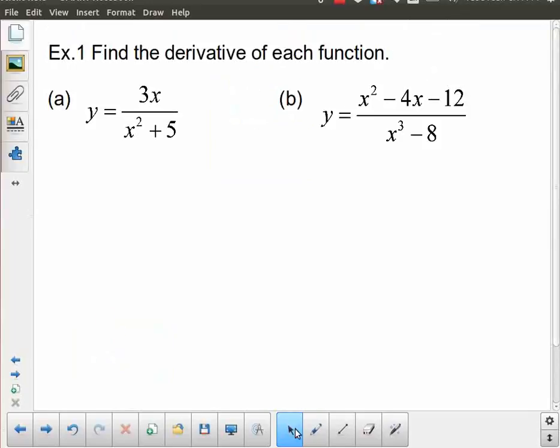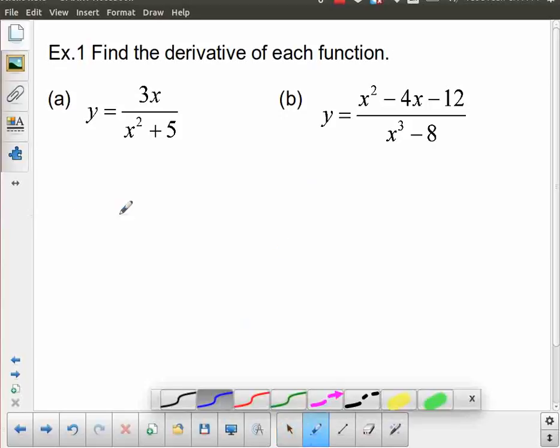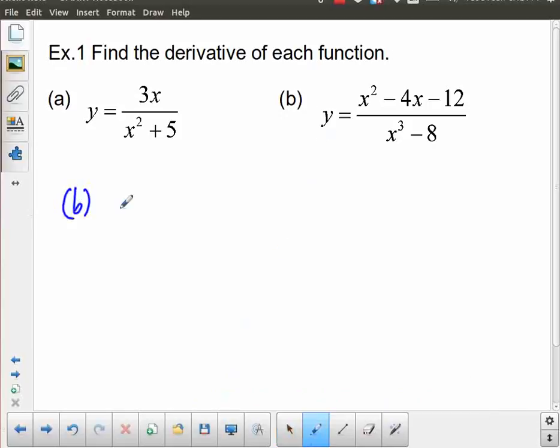And now we are going to do part B. So for part B, to find the derivative of this one's a little bit more complicated, not terribly so. It's just the terms in the numerator and denominator are a little bit more involved. So once again, it's going to be the derivative of the numerator times the denominator. So the derivative of the numerator is 2x. The derivative of x squared is 2x. The derivative of negative 4x is just negative 4. And the derivative of negative 12 is 0. So I'm not going to write that this time. Times the denominator unchanged, x cubed minus 8.